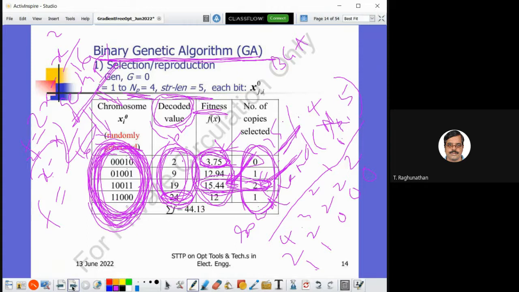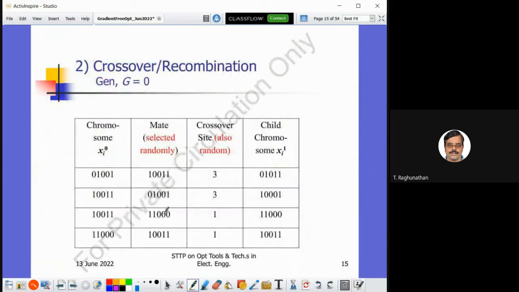So what do we do after selecting? The next question is, what do we do after selecting? After selecting, we do crossover or recombination. Think that this is father, this is mother. Father and mother should contribute and produce a child.